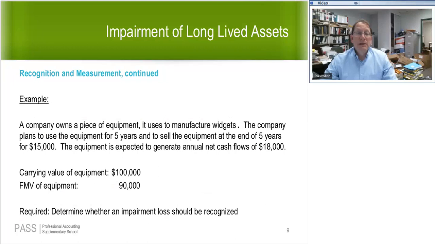Okay. More importantly, let me show you an example. A company owns a piece of equipment, fine. The company is going to use the equipment for 5 years, and they're going to sell it at the end of 5 years for 15 grand. How much cash flow is it going to generate? 18,000 a year. What's the carrying value? 100. What's the fair market value? 90. Do I have an impairment loss?